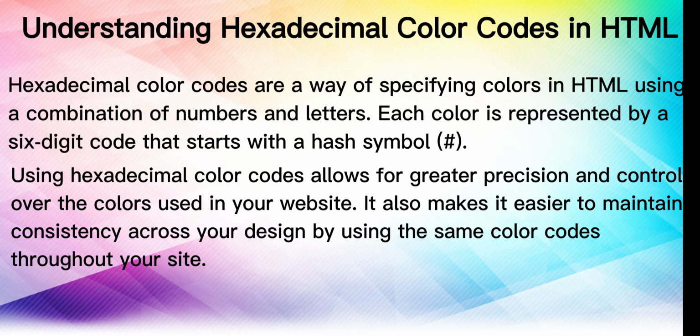Understanding hexadecimal color codes in HTML. Hexadecimal color codes are a way of specifying colors in HTML using a combination of numbers and letters. Each color is represented by a 6-digit code that starts with a hash symbol. Using hexadecimal color codes allows for greater precision and control over the colors used in your website. It also makes it easier to maintain consistency across your design by using the same color codes throughout your site.